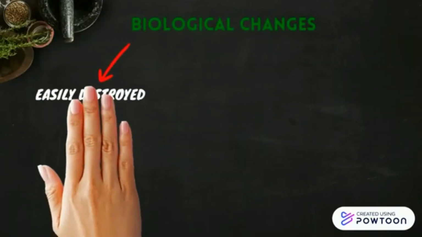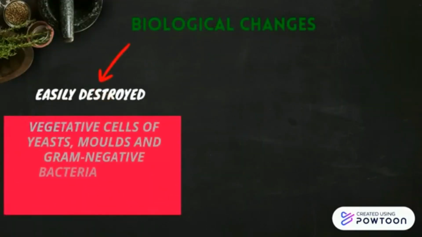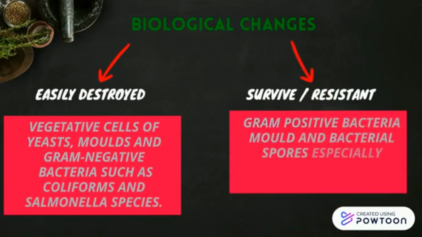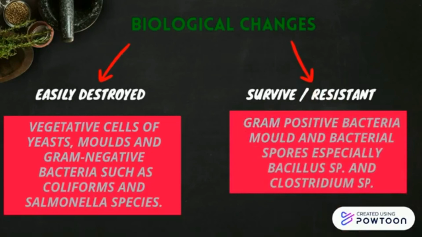Biological changes. First, easily destroyed: vegetative cells of yeast, mold, and gram-negative bacteria such as coliforms and Salmonella species. Second, survive or resistant: gram-positive bacteria, mold, and bacterial spores, especially Bacillus species and Clostridium species.